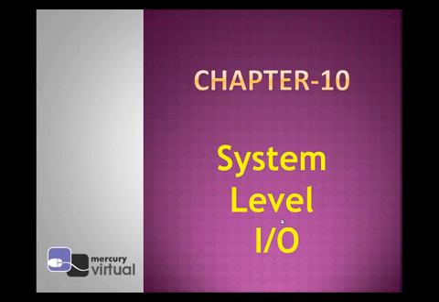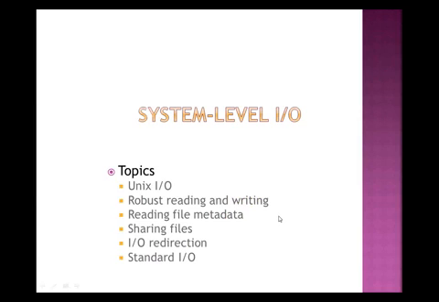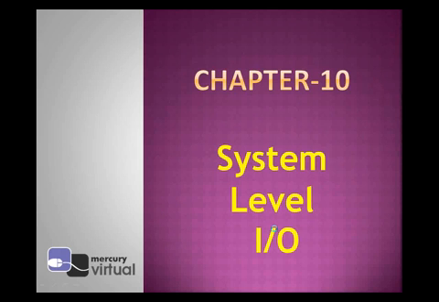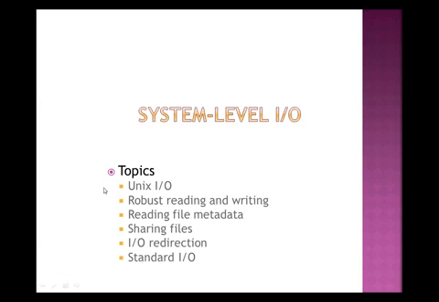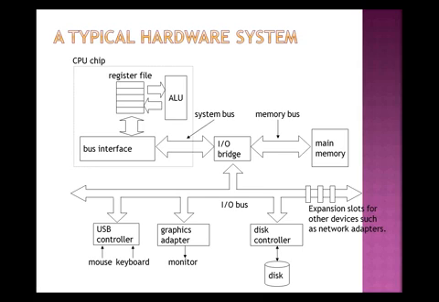This is chapter number 10, system level input output. That is, at the system level, what is the input and what is the output. These are the topics covered: first Unix input output, then robust reading and writing, then reading file metadata, sharing files, input output indirection or redirection, then standard input output.